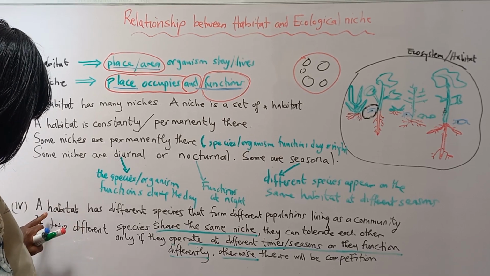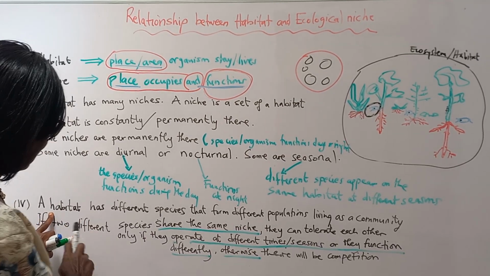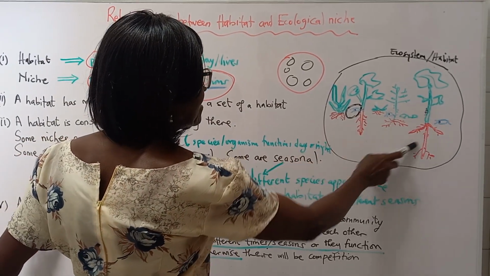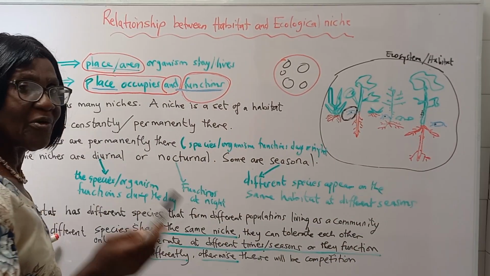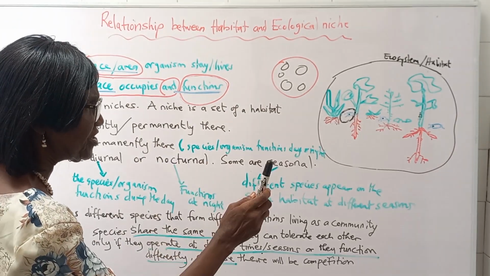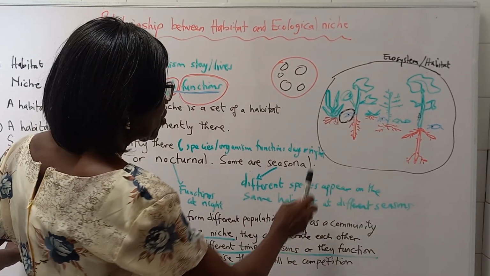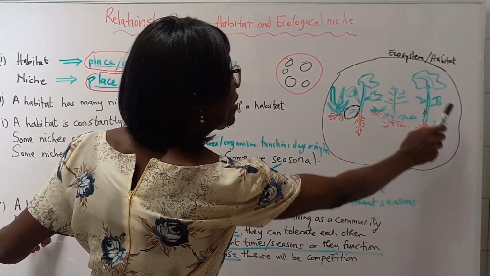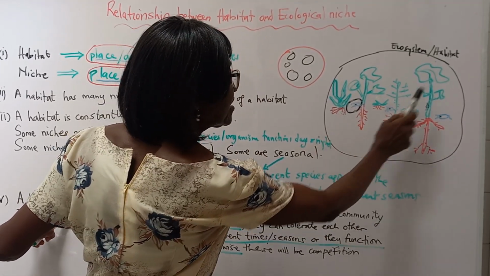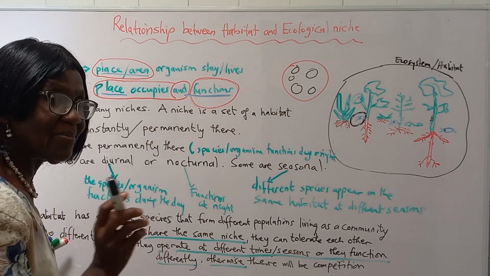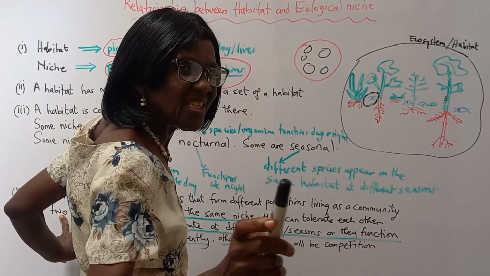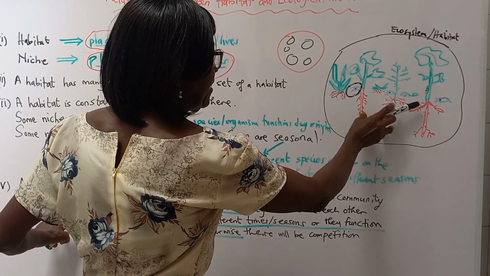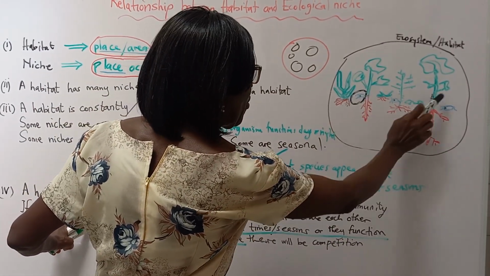And then we also want to say that a habitat, at this point, has different species. You see different species of organisms in every habitat. And remember that each species forms a population. So in a habitat, there will be so many different species or different populations, and all the populations form a community in a habitat. But every species has its own niche. You have different species all over the place, but different species have their own niche.